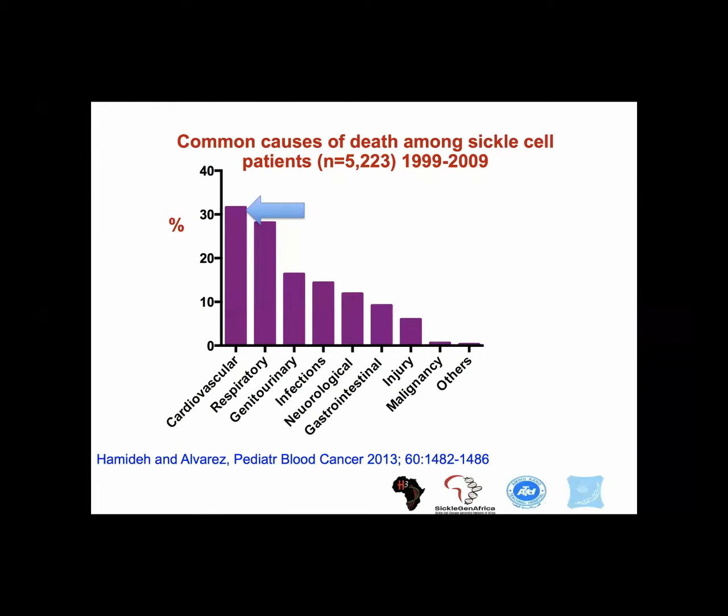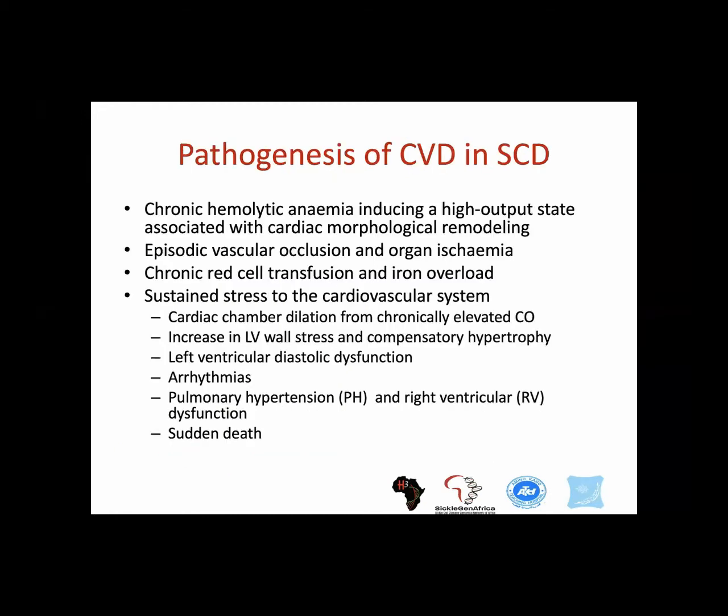And that is the reason why we have no option than to study and understand the mechanisms of cardiovascular disease in this group of patients. Now, why do patients with sickle cell disease develop cardiovascular problems? We know that this disease, because of the abnormal hemoglobin, they are prone to hemolysis. And when they hemolyze, they have chronic hemolytic anemia.